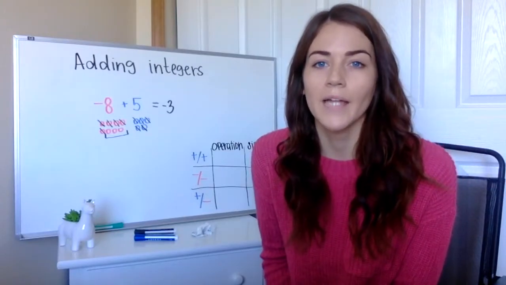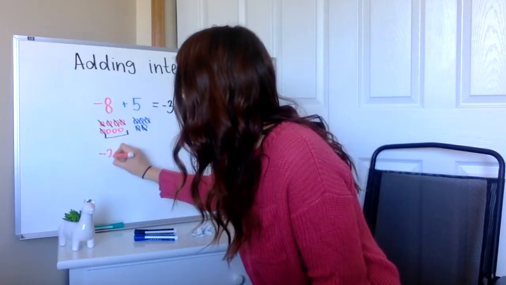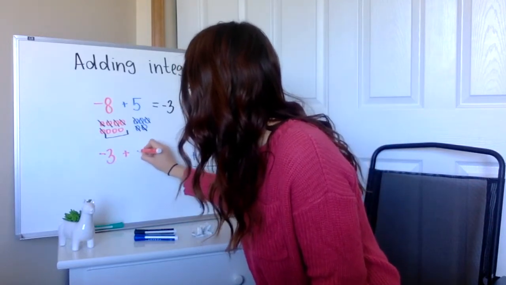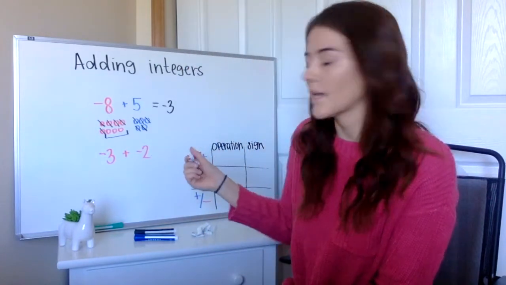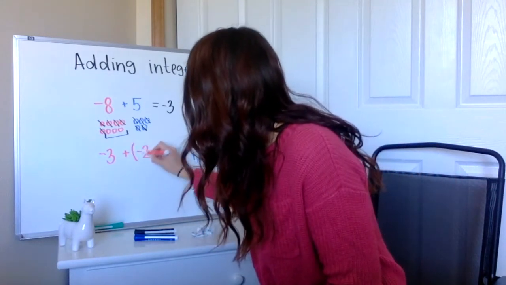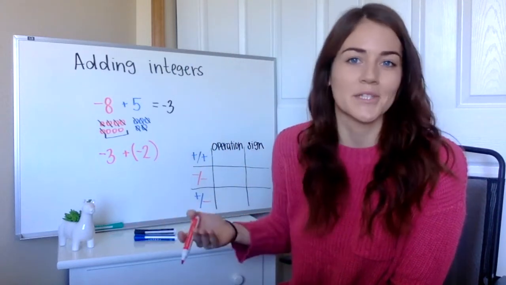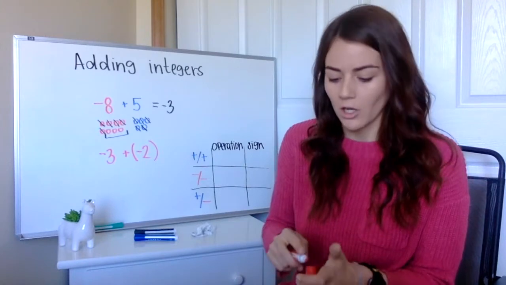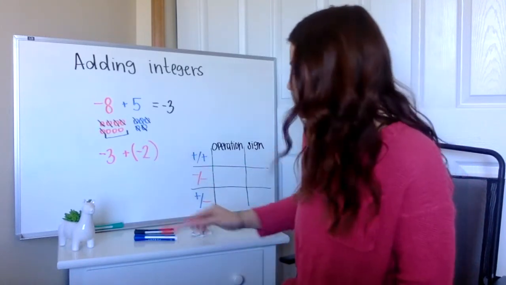What if we had 2 negatives, though? What if instead it was -3 plus -2? Sometimes when you have plus a negative like that, you're going to see them put parentheses around it. That still just means plus a -2. It didn't change the meaning of it at all. It's just to show you that that is a negative.